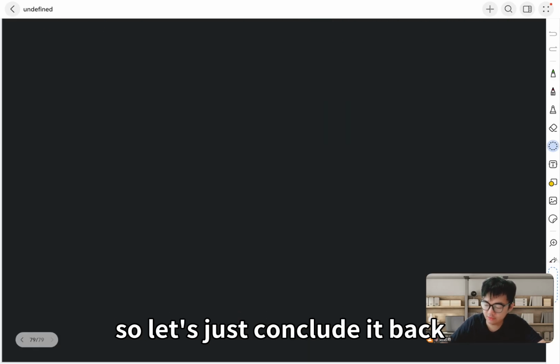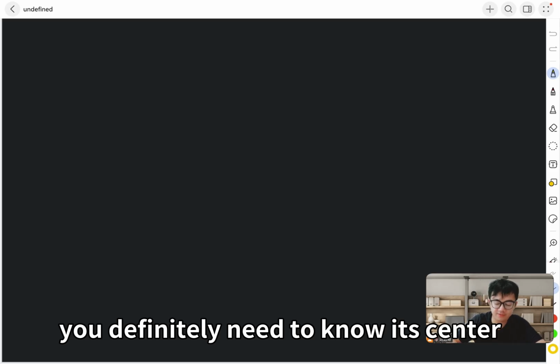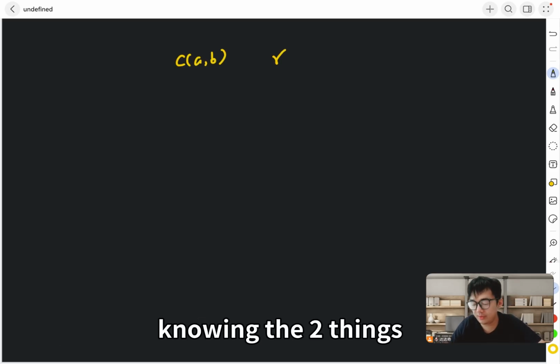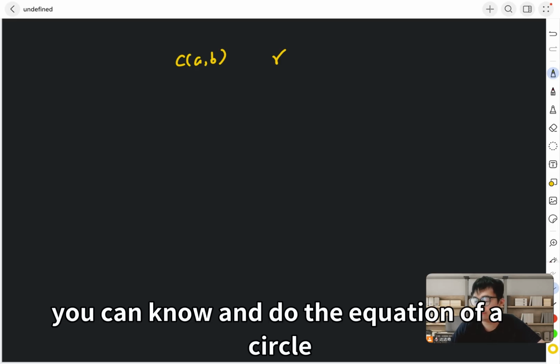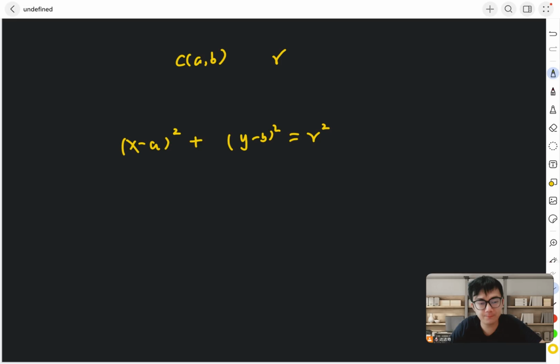So let's just conclude it back. In order to find the equation of a circle, you definitely need to know its center, (a, b), and its radius. Knowing these two things, you can write the equation of a circle. Let me write it again: (x - a)² + (y - b)² = r².